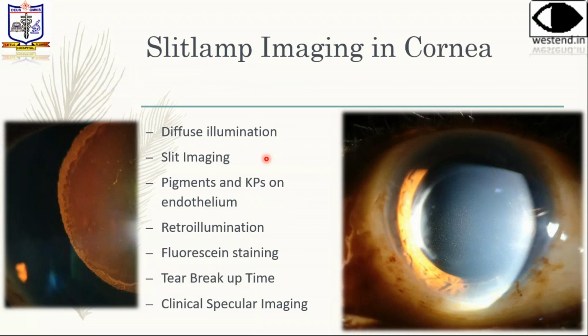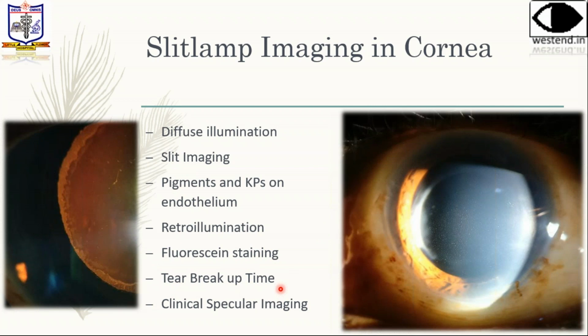And in cornea, it is also very important. So if there is pseudoexfoliation, you can see that. You can see pigments on the endothelium. You can do retroillumination. You can do fluorescein staining, tear breakup time.